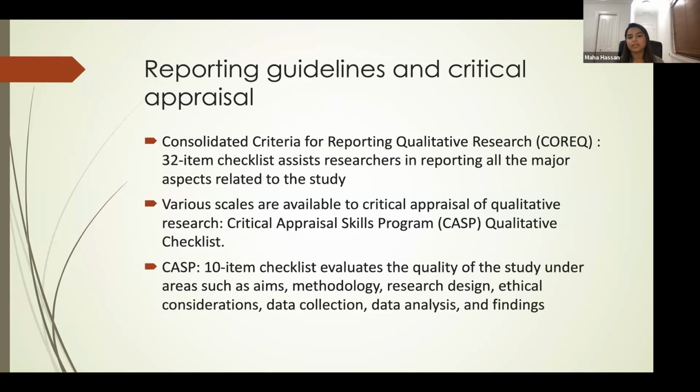There are reporting guidelines, just like for any kind of research method. We have reporting guidelines for quantitative as well. For meta-analysis, there's a separate checklist. We have checklists for qualitative as well. And these are important because they guide our research methodology. There are different ones mentioned here. There's the COREQ, which is a 32-item checklist. There's the Critical Appraisal Skills Programme, which is a 10-item checklist.